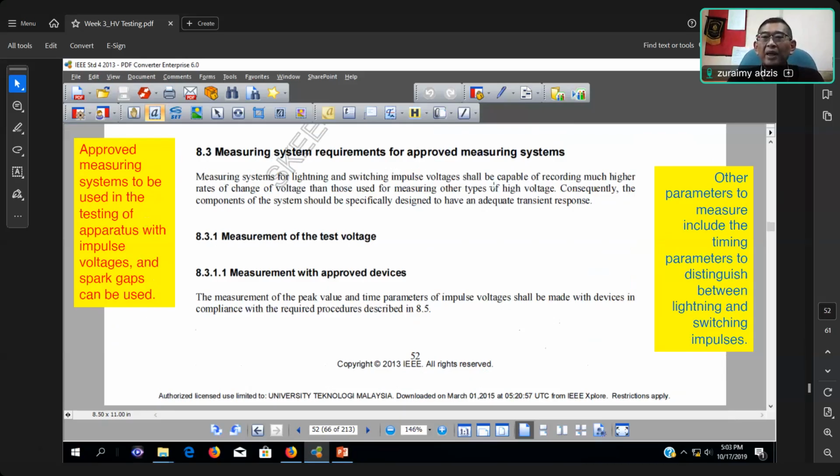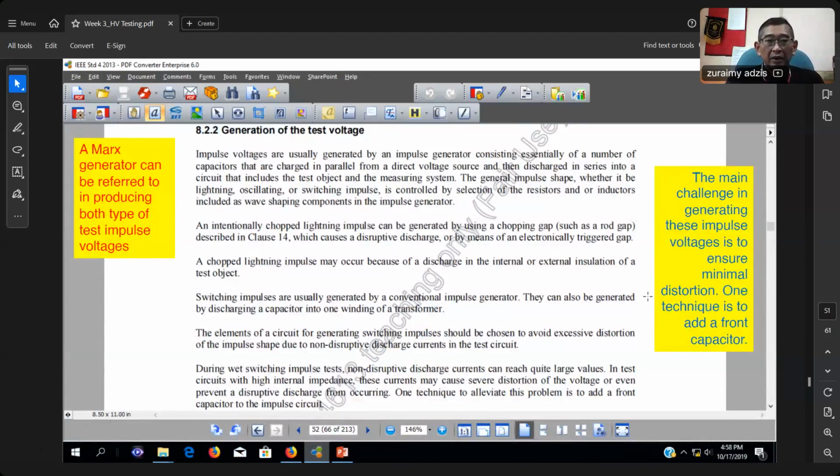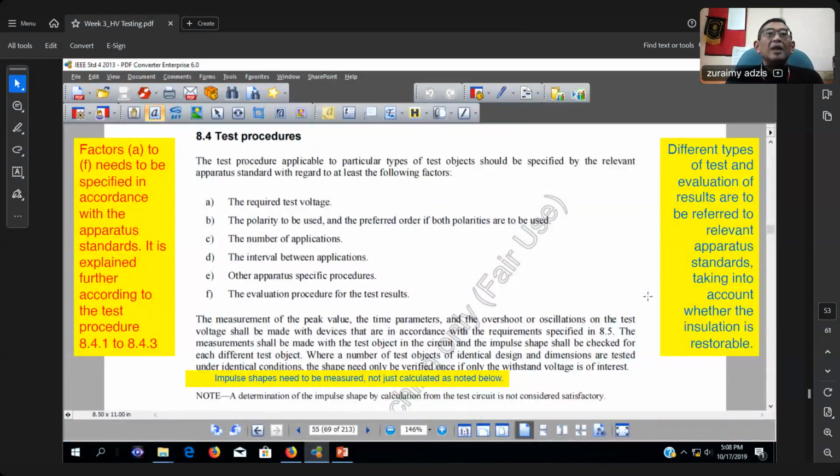Other parameters that are measured include timing parameters to distinguish between lightning and switching impulses. So clearly, if you are saying that you're injecting lightning, you must show that the impulse you produce to test on the UUT has those parameters listed here just now.